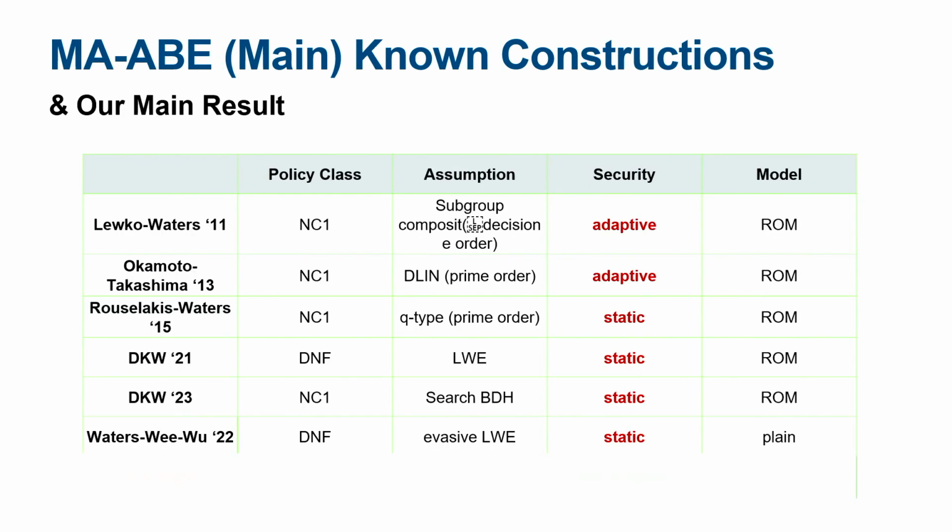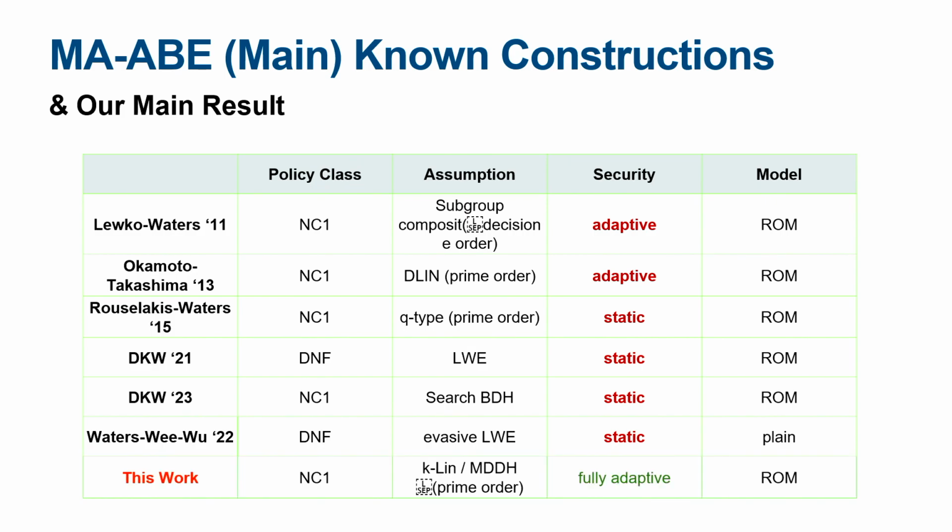I won't get into telling you what every paper achieved in comparison to the previous papers, but I just want you to focus on the column, the security column. None of these works achieve the full adaptive security definition, and this is what we do.